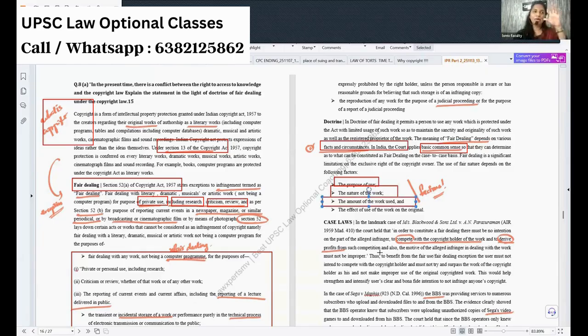See, entirely copying one thing is different, but taking what is relevant, taking a few things and then making your new thing is different. That is fair dealing. Okay. The effect and use of work on the originality. So I'm not copying much. I'm taking only 2 to 3 lines from a big book. Then it is not going to affect the original one, right?